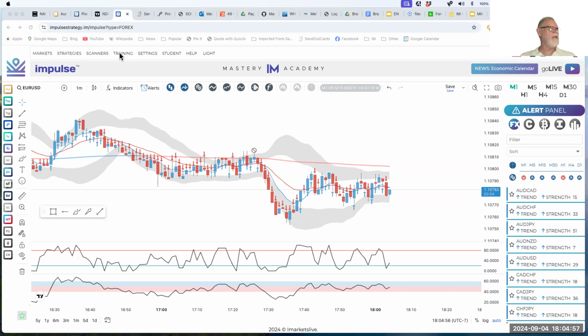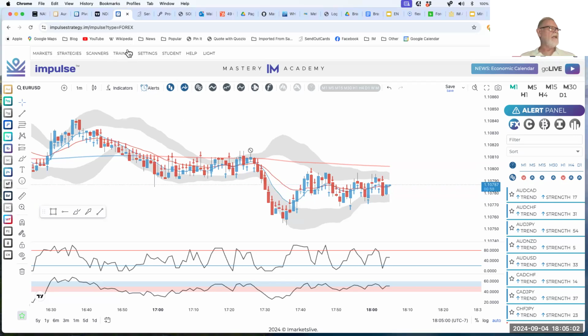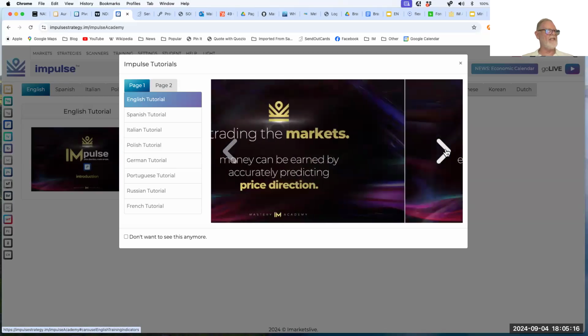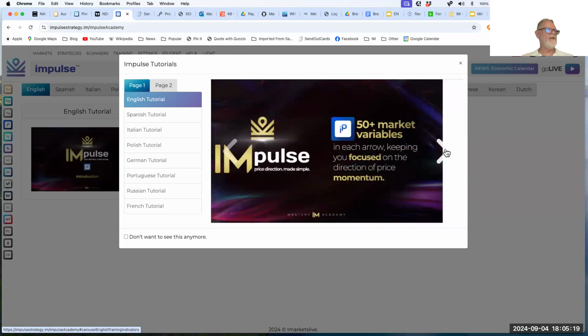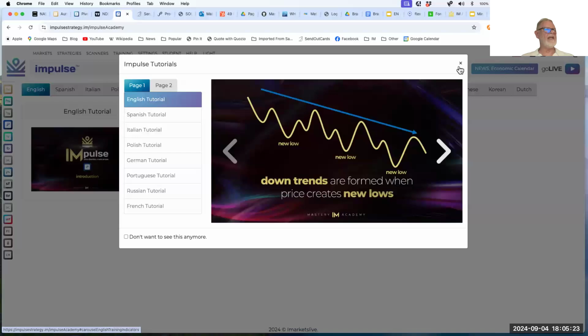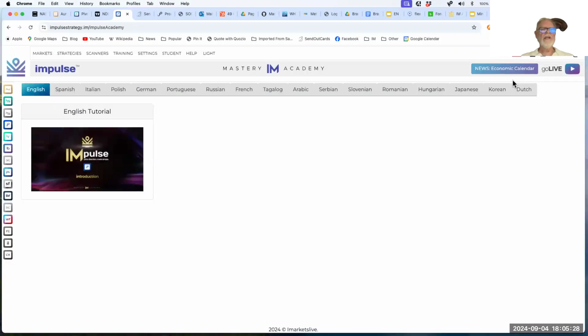I always start by saying up here, there is a training button. When you press on that, the tutorial will come up in lots of different languages, English, Spanish, Italian, etc. You want to go through this little PDF. It gives you all the reminders about what Impulse is and how it works, and all the different indicators on here, and how you can take trades on that. It will definitely help you.